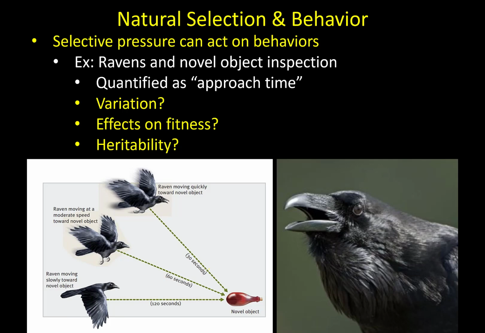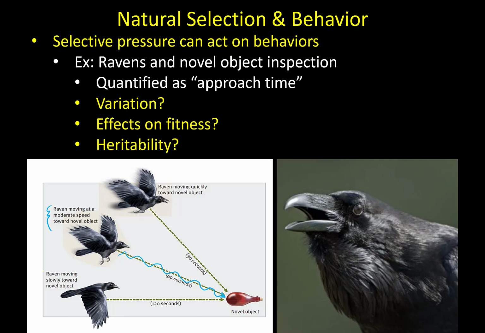Ravens take different amounts of time to approach a new object in their environment. Okay? Some ravens move at a moderate speed toward the object. They don't rush at it. They don't start flying down towards it right away. They take a little bit of time to inspect it from a distance, and then they fly at a moderate rate towards the object so they have time to examine it as they're approaching.